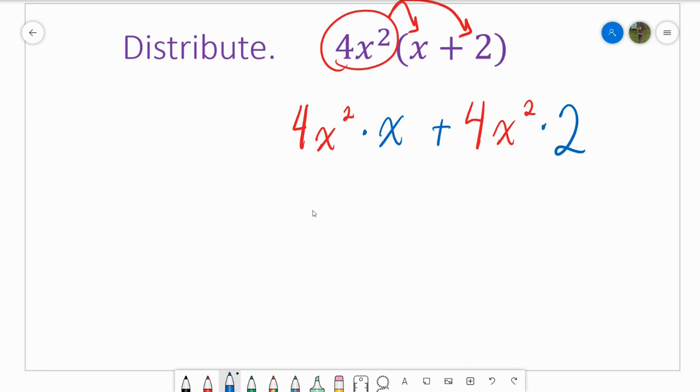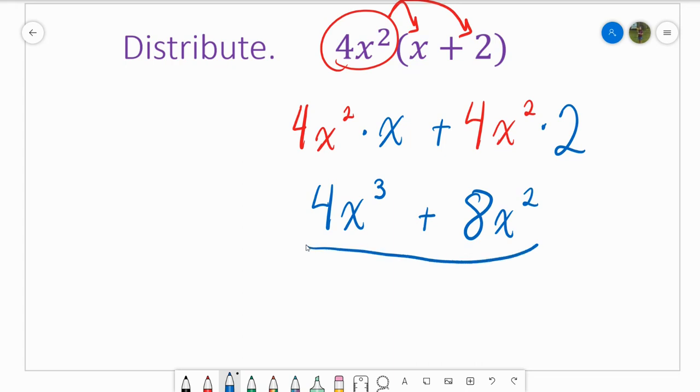Now I'm going to go ahead and simplify because I know that 4 times x squared times x, well, how many x's am I multiplying? This is x times x times x. That's x cubed. So this is 4x cubed. Still have that plus sign. And then this one, 4 times x squared times 2. Well, remember, do your numbers first. Do the coefficients. So 4 times 2 is 8. And then x squared doesn't get multiplied with anything, so it just stays x squared.